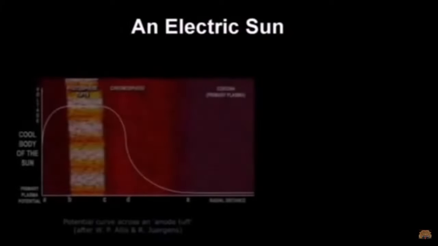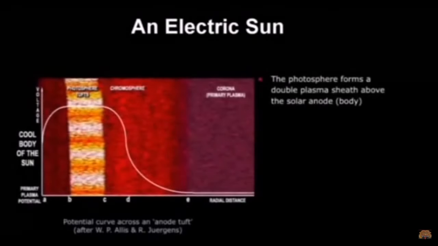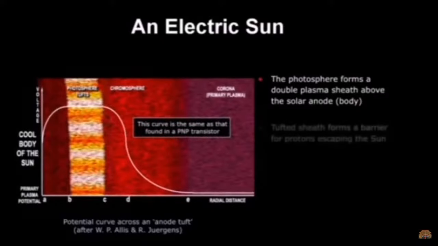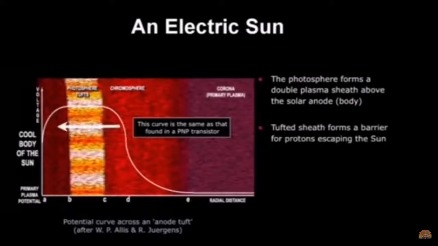An electric sun, this is something that Don Scott pointed out, because he's an electrical engineer and knows this stuff inside out. He said this voltage curve here across the photospheric tufts, those long filaments that we saw a moment ago, is that of a PNP transistor. In other words, this tufted sheath of our sun forms a barrier for protons escaping the sun, because those protons trying to escape the sun have to climb this barrier here before they can go down this waterfall and excite the corona to its tens of millions of degrees temperatures. And beyond here, there's a slight electrical field, just enough to accelerate the solar wind the way we see it.